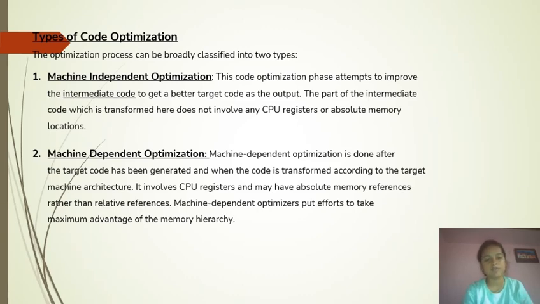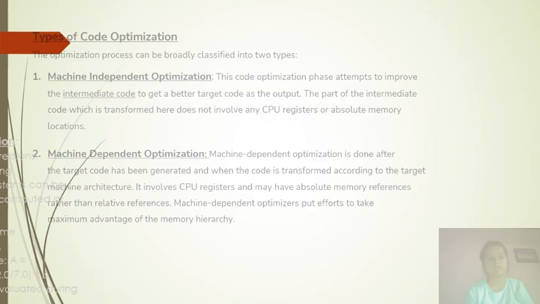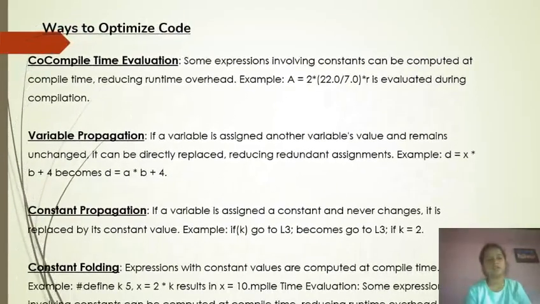Then we'll see ways to optimize code. There are 4 ways to optimize the code. First is compile time evaluation. Some expressions involving constants can be computed at compile time, reducing runtime overhead. For example, A = 2 * (22.0 / 7.0) * R. It is evaluated during the compilation.